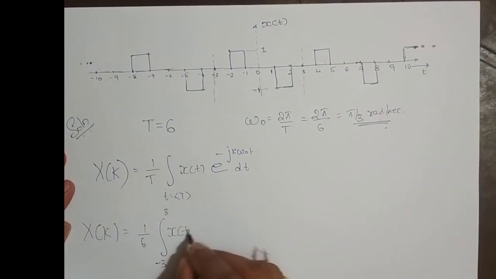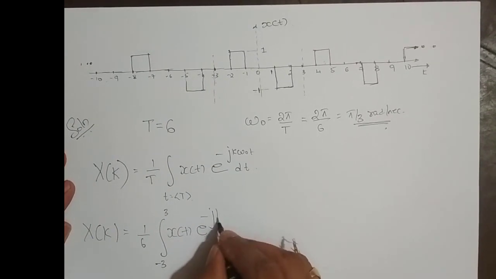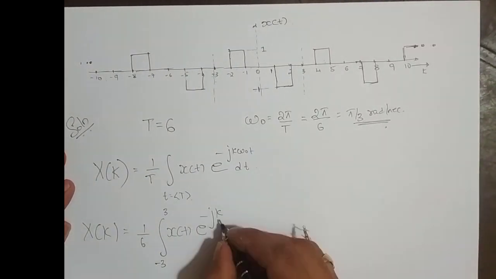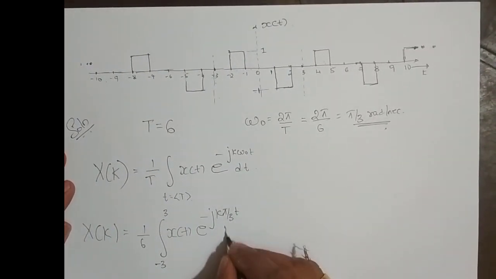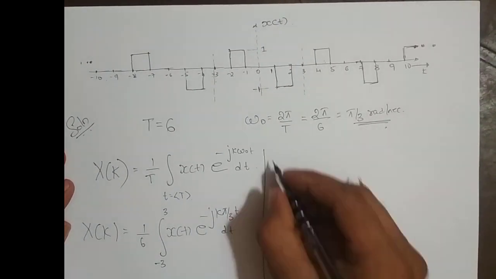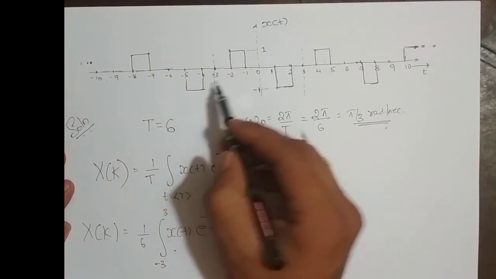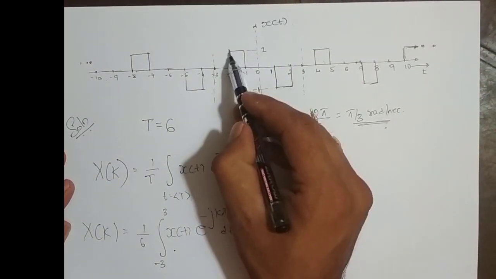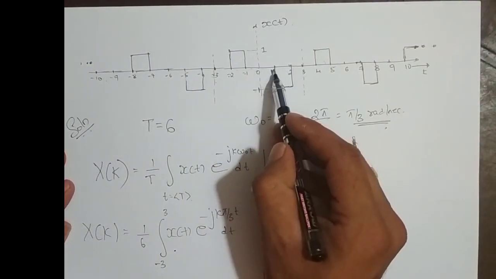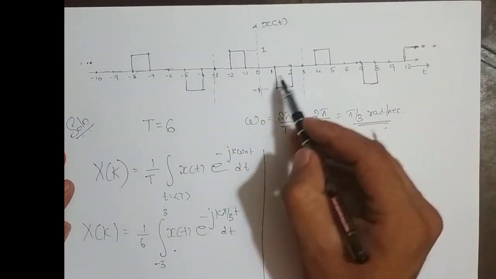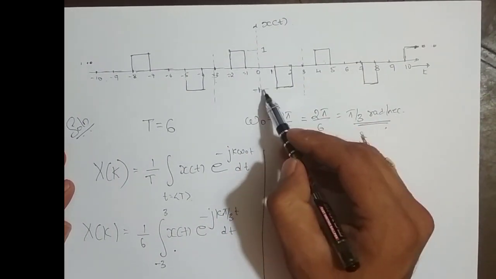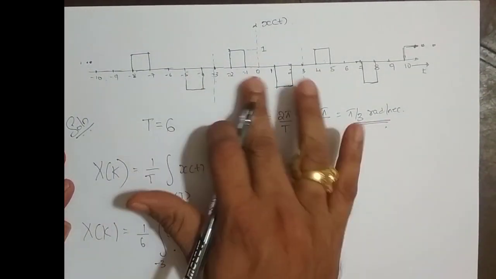X of t e power minus j k, and what is omega naught? It is pi by 3 into t dt. Fine. Now I have to split the integration limit, because I have the amplitude only from minus 2 to minus 1, which is 1, and rest of the amplitude from minus 1 to 1 it is 0, and again I have the amplitude at 1 to 2, which is minus 1. So I have to split the integration.